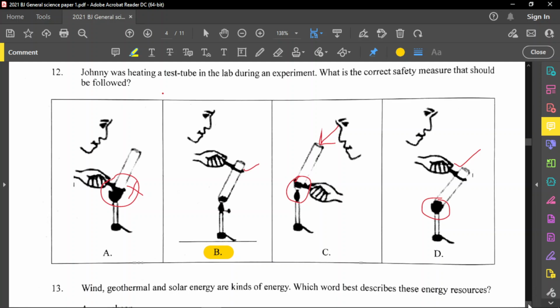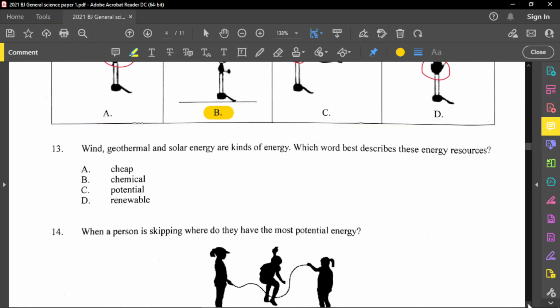Question number 13, it said wind, geothermal, and solar energy are kinds of energy. Which word best describes these energy resources? And yes, they are cheap for sure. They are definitely cheap because they are always available. They are chemicals? No, not all of them are chemical. They are potential? Not all potential. Potential deals with height or position.